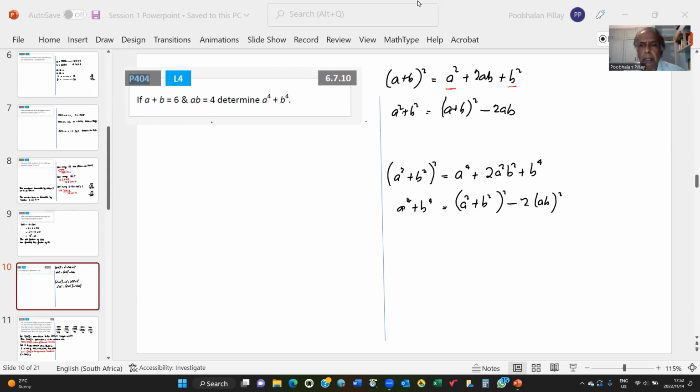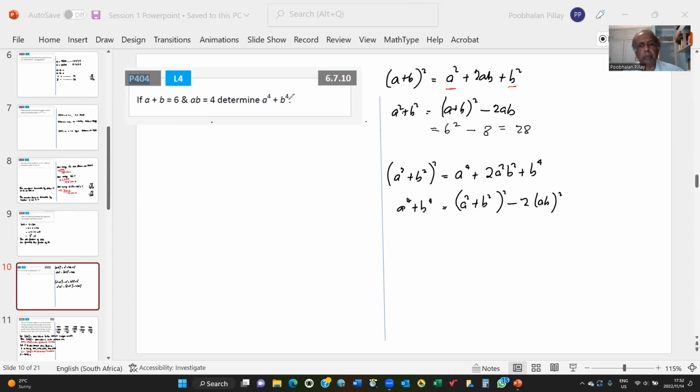And we know what a plus b is, so that's not a problem, because that is given as 6. So this is 6 squared minus, ab is 4, so twice ab is 8. 36 minus 8 is 28. It's 28. Right. So now we have a squared plus b squared.